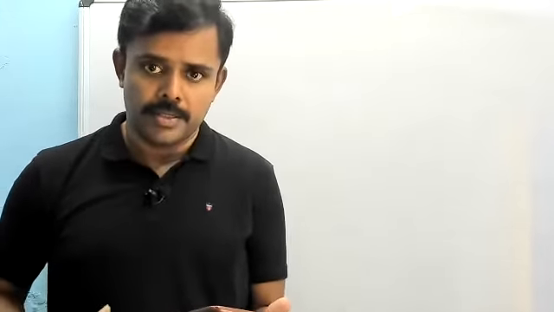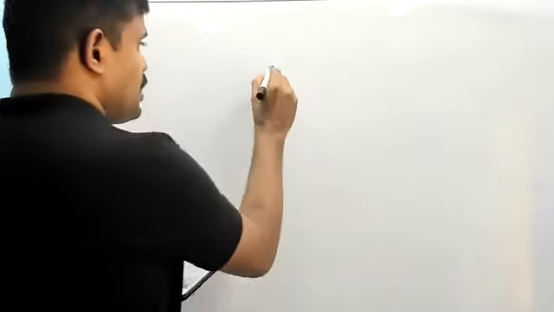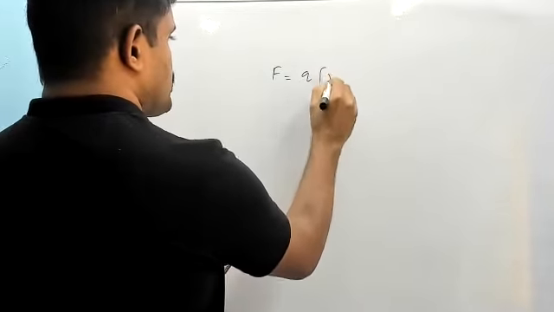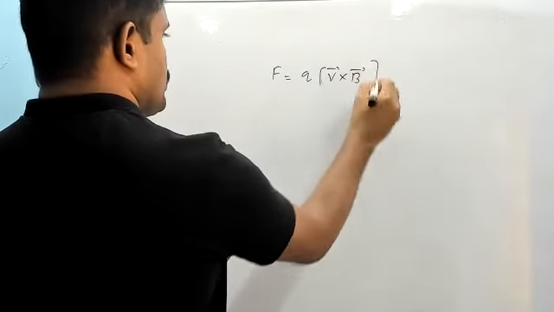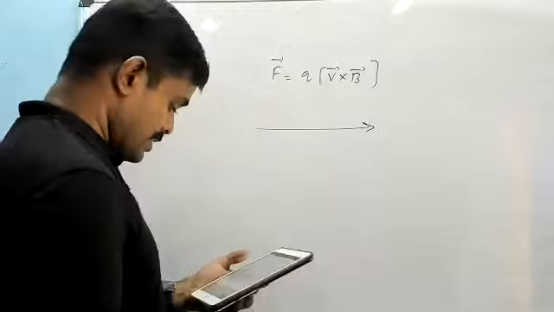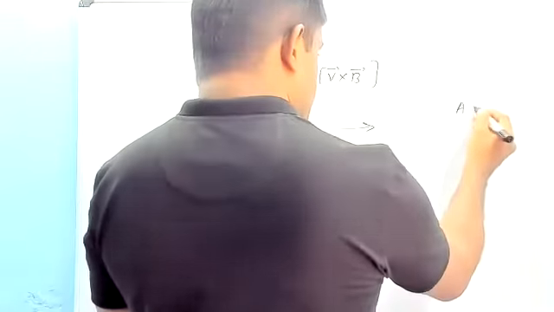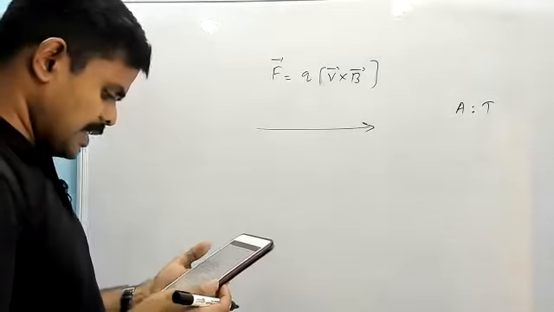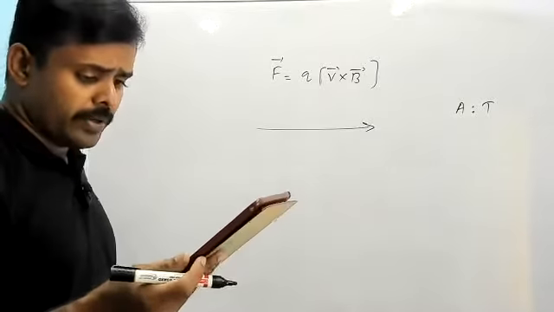Question number 22. Assertion: when force is zero, a charged particle follows a linear path. Okay, if force is equal to zero, force is equal to Q into V cross B, and if the force is zero, the charged particle follows a linear path. Assertion is true.